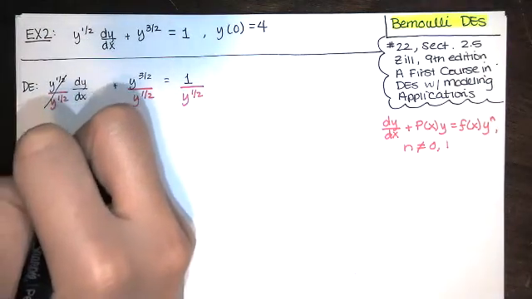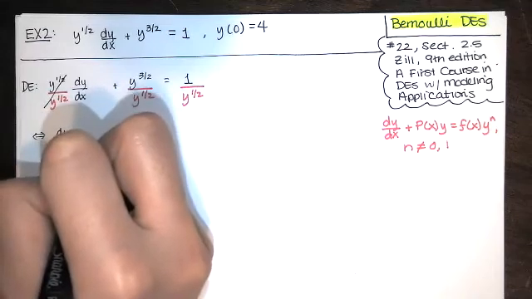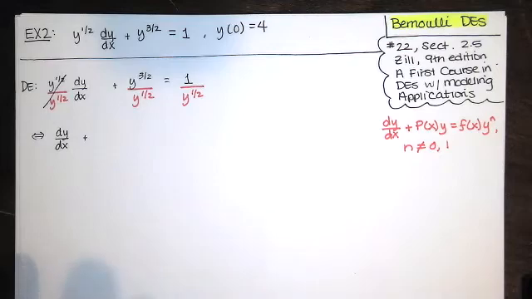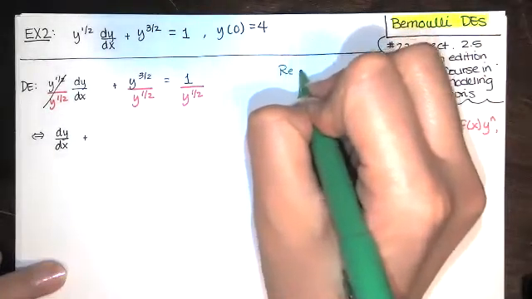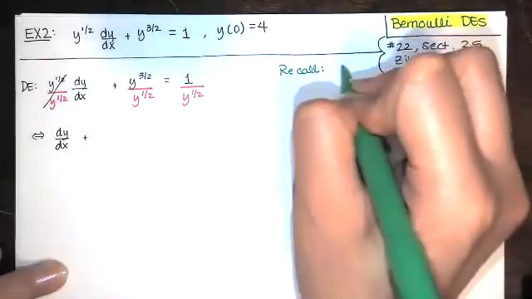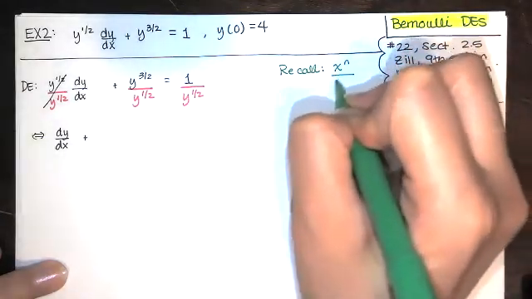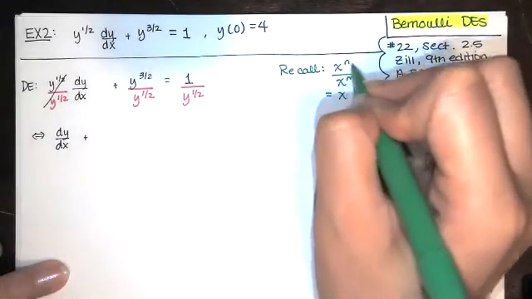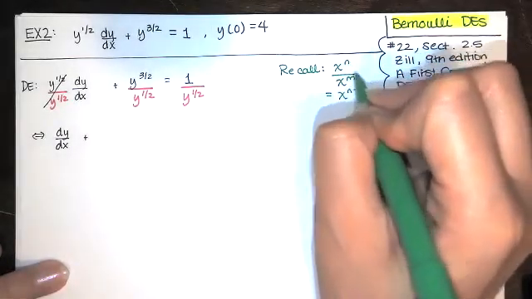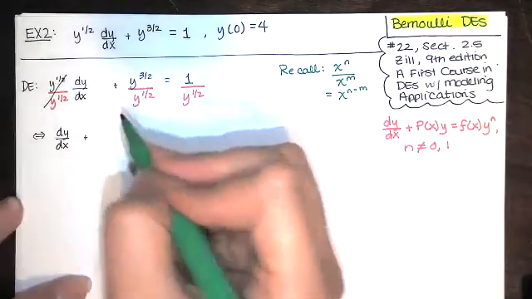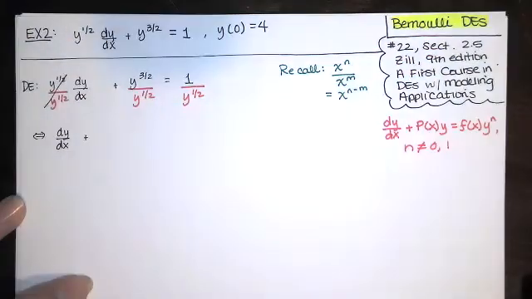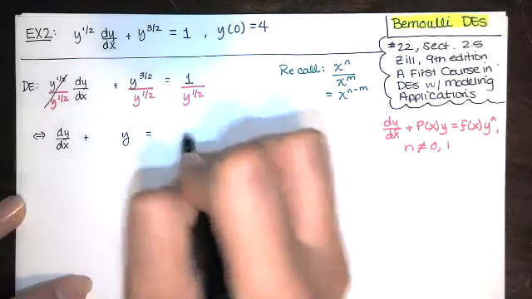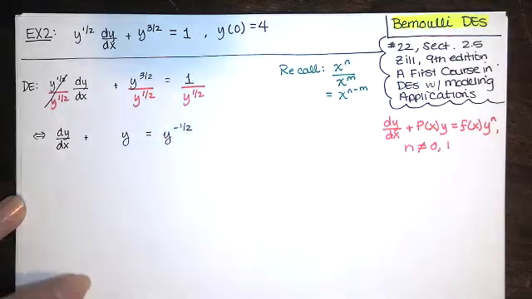So we have dy/dx here. And then remember with this piece, if you have a power raised or divided by another power, that's the same as x to this power minus that power. You subtract the exponents. So we're going to subtract the exponents here. 3/2 minus 1/2 is 2/2, or just 1. And then we have this y to the negative 1/2 on the right-hand side.